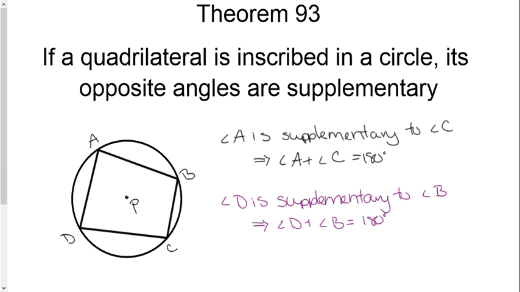So we have 2 theorems for this section. The first one is if a quadrilateral is inscribed in a circle, its opposite angles are supplementary. So that means that opposite angles like A and C and D and B, because those are both opposite, they add up to 180 degrees. So if I'm given the measure of angle A, I can find the measure of angle C by knowing that they have to add up to 180. Same thing for D and B.